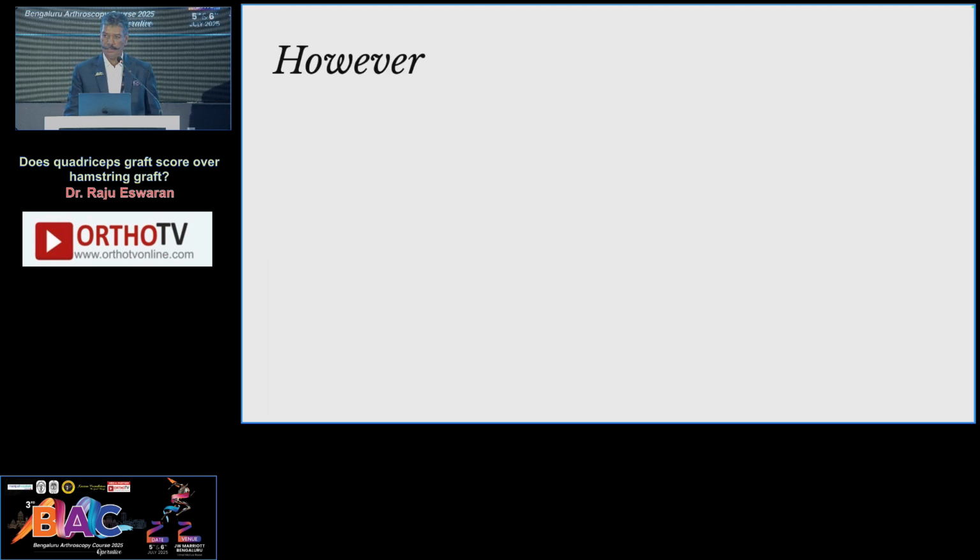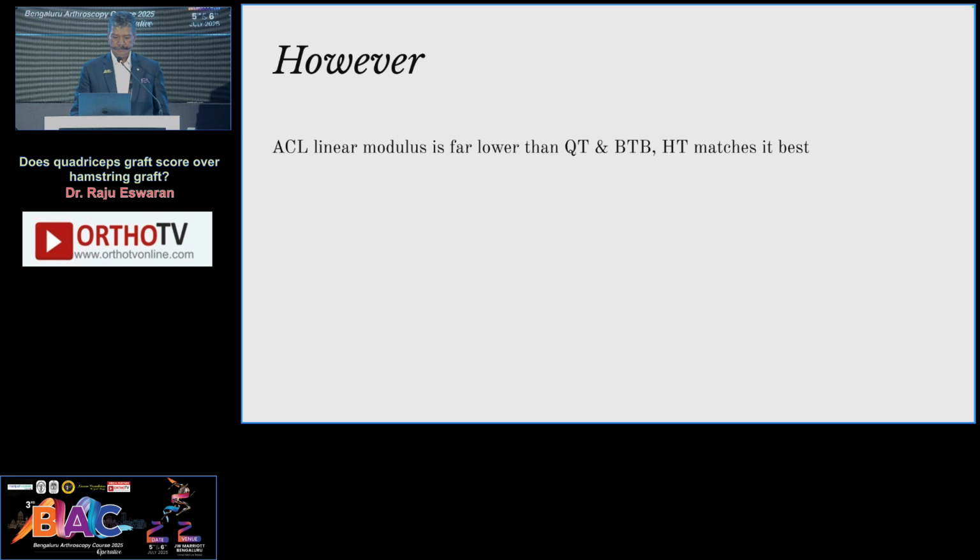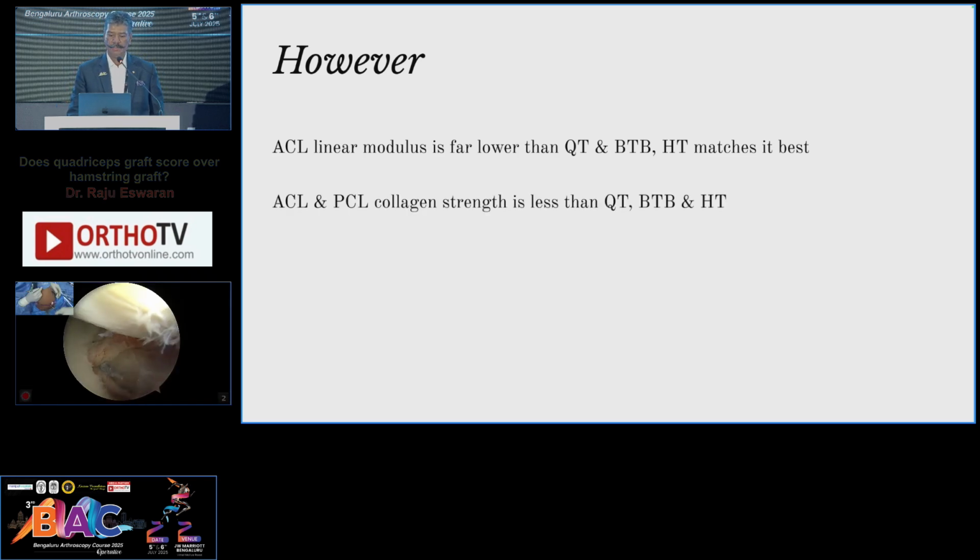when it is loaded. However, if you look at the linear modulus of the ACL, it is actually far lower than all of the 3 grafts that we commonly use to reconstruct it with. And the reason for this is pretty obvious. ACL is a ligament and these are all tendons, so they will have a higher linear modulus.